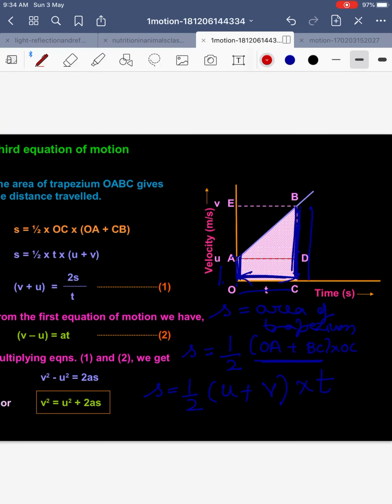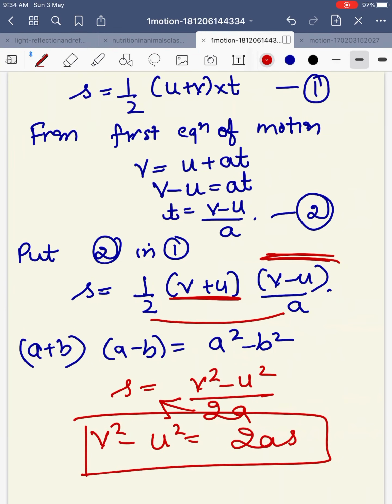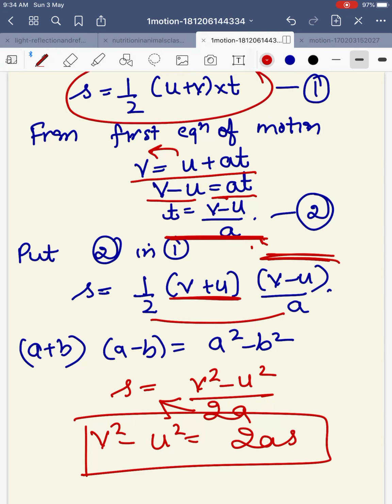Third equation was very easy. We have just applied formula of area of trapezium, half sum of parallel sides into height. So parallel sides were u and v, height was t, but I don't want t here. So to eliminate t, I have used first equation. V is equal to u plus at. So v, take u to the other side, it becomes minus. V minus u is at. T becomes v minus u by a. This value of t we put in this equation. So s is half v plus u into v minus u by a.